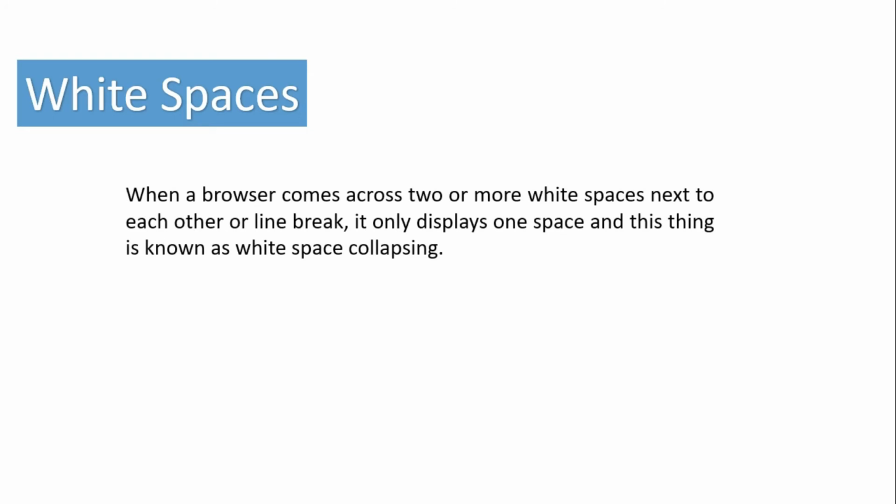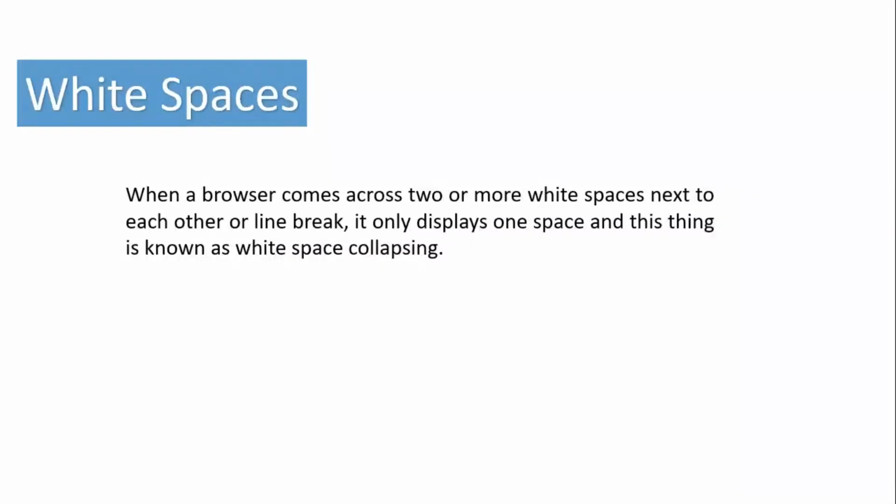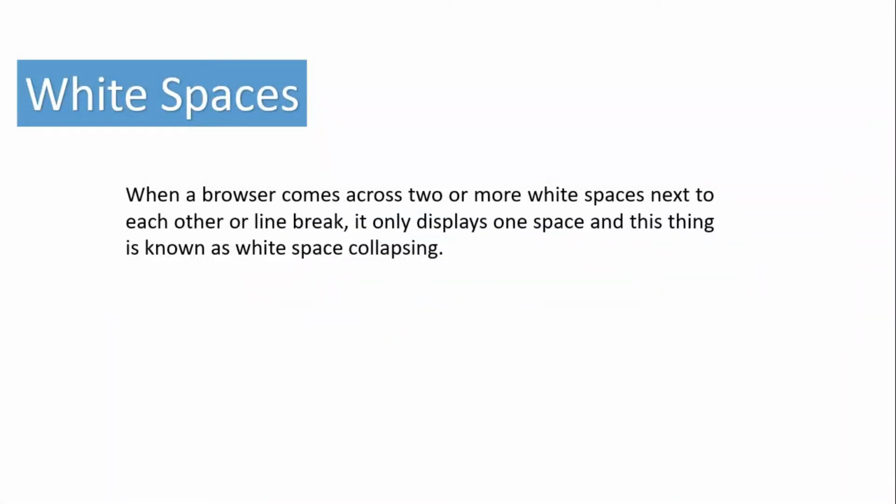This thing is called white space collapsing in HTML. When a browser comes across two or more white spaces next to each other, you can see over here these white spaces are next to each other, or line breaks. You can also see that there are line breaks. It only displays one space, and this is known as white space collapsing.